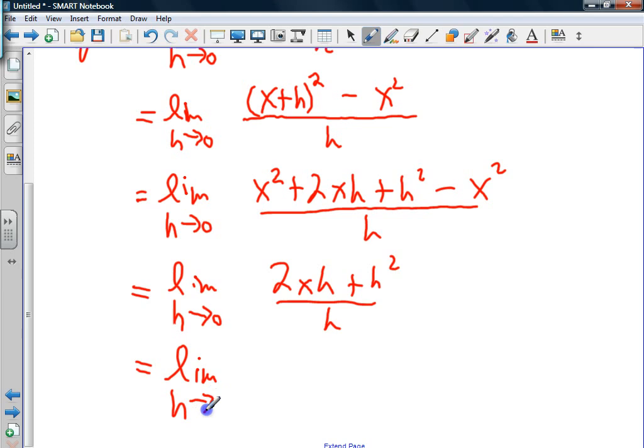Or you can simply divide it out. How do you divide a polynomial by a monomial? Divide each term by h, right? All right, but let me just factor it out. H comes out, what's left? 2x plus h, and then over h.